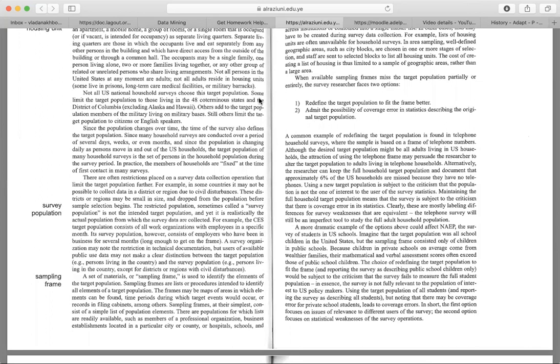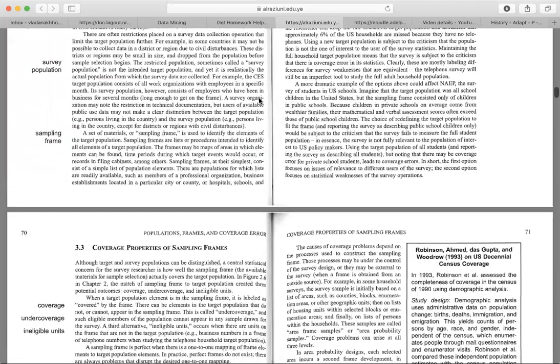They are lists or procedures intended to identify all elements of a target population. When available sampling frames miss the target population partially or entirely, the survey researcher faces two options. First, they can redefine the target population to fit the frame better, which focuses on issues of relevance to different users of the survey. Or secondly, they can admit the possibility of coverage error in statistics describing the original target population. This focuses on statistical weaknesses of the survey operations.